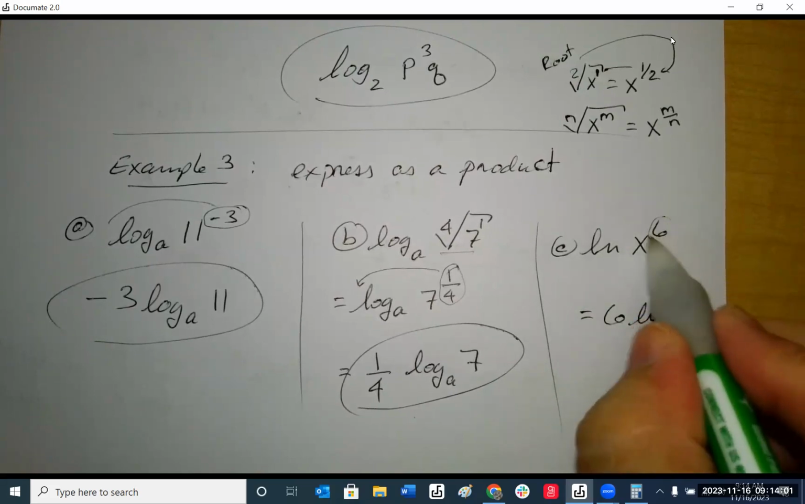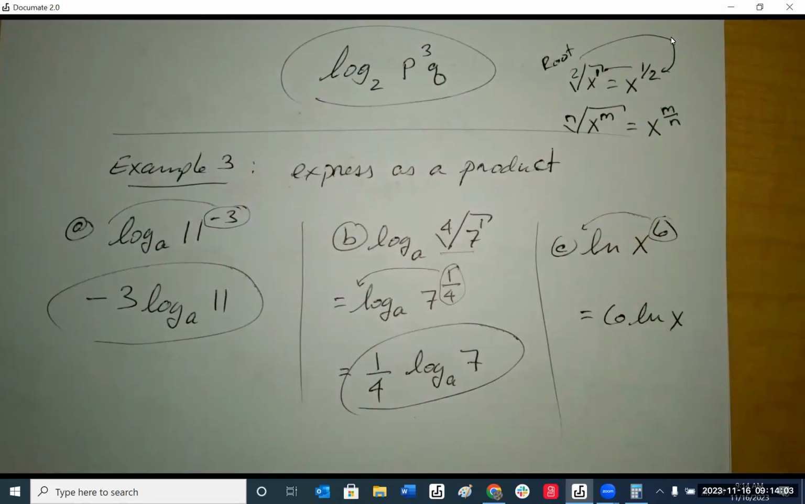Yeah, because you can't have exponents, so the exponent goes in front. 6 ln x. So those are all my properties.